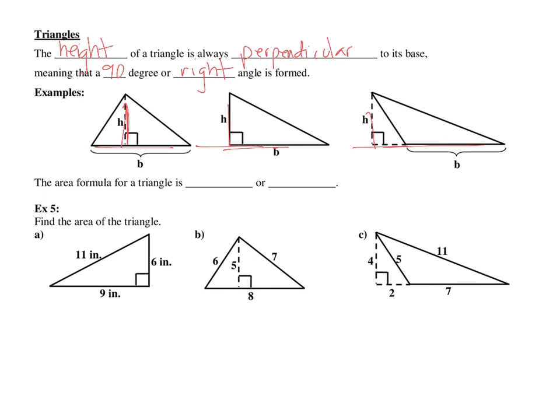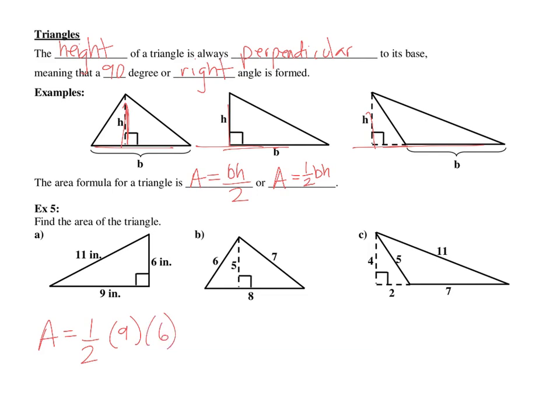So there's 3 examples of how to figure out the height for a triangle. Now the area formula for a triangle is area equals base times height divided by 2, or you could say area equals half the base times the height. Just 2 different representations, means the same thing though. For example 5, find the area of the triangle. So we have area is equal to half of the base, which is 9, times the height.